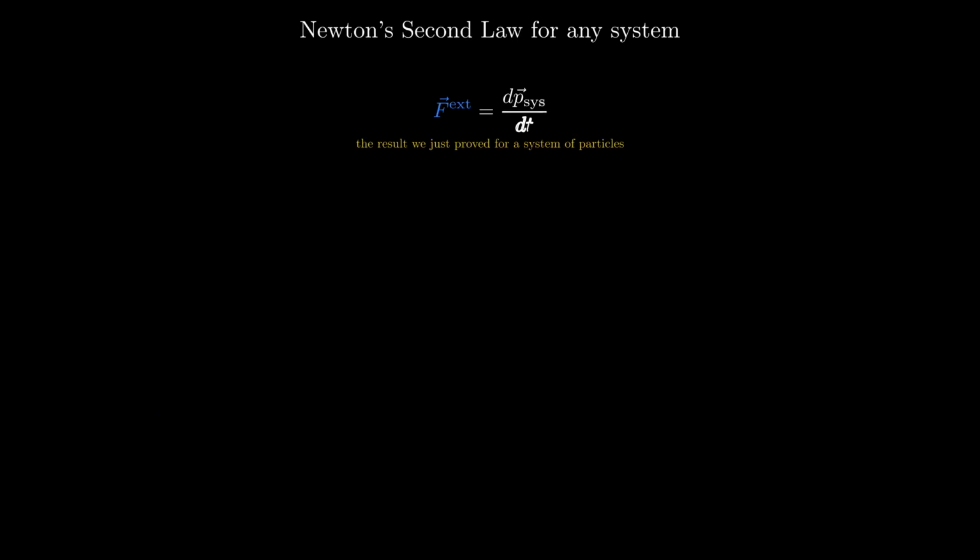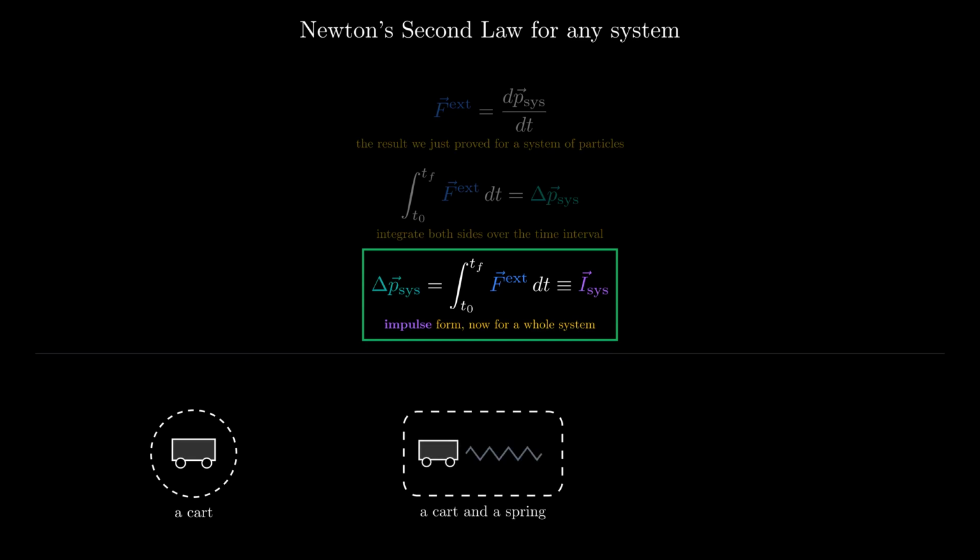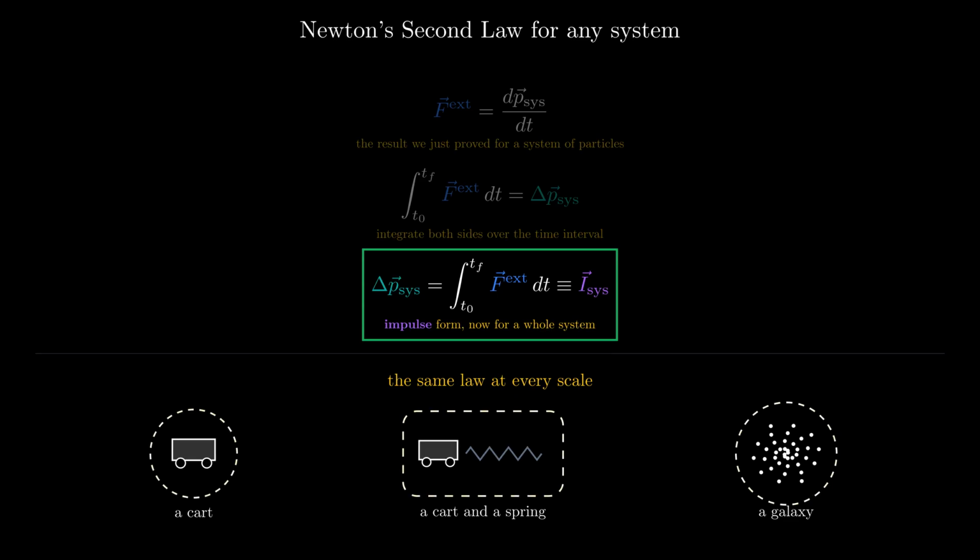Integrate that result over time, exactly as we did for the single cart. The change in the system's momentum equals the integral of the external force with respect to time, from the initial time to the final time. Call that integral the impulse on the system. This is Newton's second law generalized. It holds for a cart and a spring, for a galaxy, any collection of particles you care to draw a boundary around. Only what crosses the boundary can change the momentum inside.